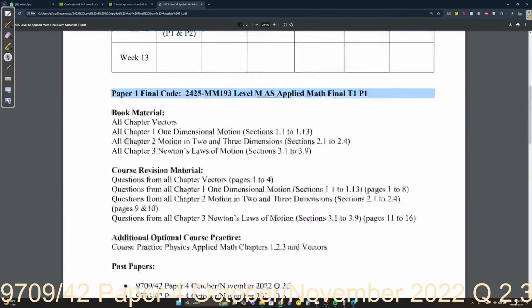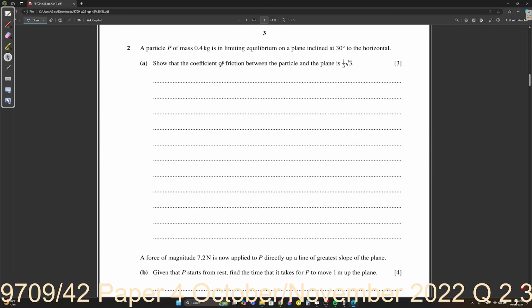I'm starting with, I think it's written down here, paper 4, October, November 2020. Is this 2022? Yes, October, November 2022. Paper 4-2. We have questions 2 and 3 included.